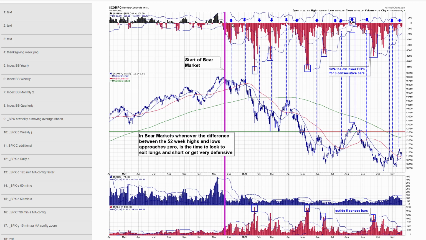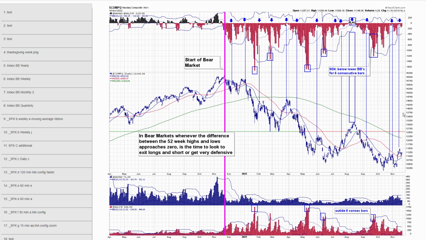Take a look at this. Whenever this difference, 52-week highs minus 52-week lows, got near zero, these were all near inflection highs. If you took a short every time this occurred, you got nice trades on it every single time. Again, here, this trade would have only lasted 4 days, but it still worked out. This was a bigger short here. This was a bigger short here.